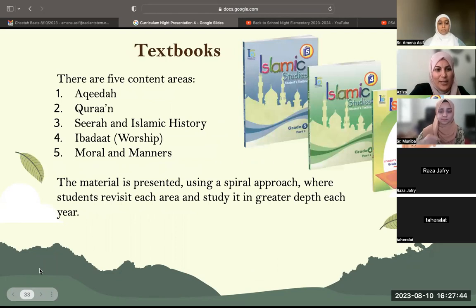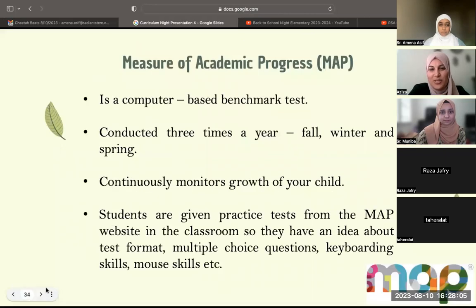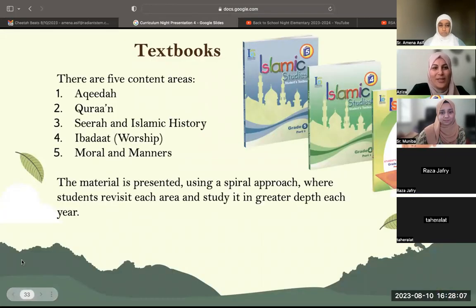Jazakallah khair. Okay, there are 5. The Islamic studies material covers Aqidah, the Quran and Sirah, Islamic history, Ibadat, morals, and manners. The green book here is the third grade Islamic studies book, and fourth grade is the middle one, because I teach third, fourth, and fifth. Okay, this is not mine.